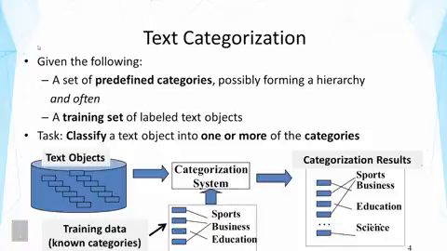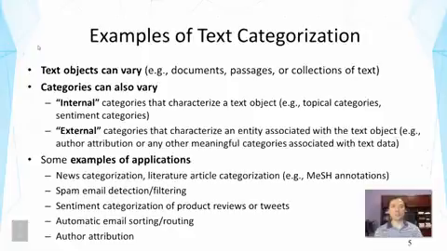And we often assume the availability of training examples, and these are the documents that are tagged with known categories. And these examples are very important for helping the system to learn patterns in different categories. And this would further help the system then learn how to recognize the categories of new text objects that it has not seen.